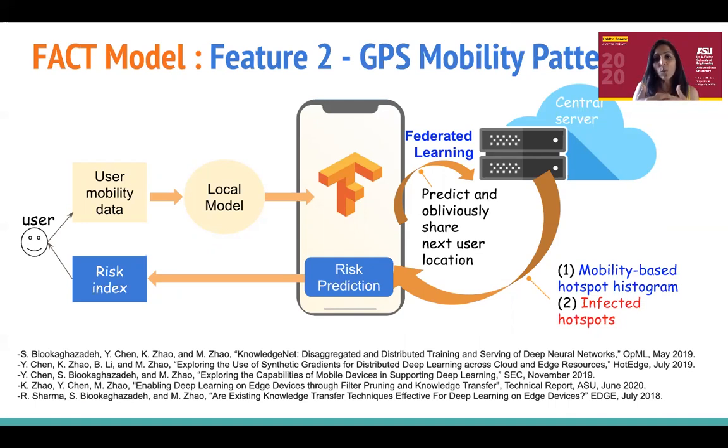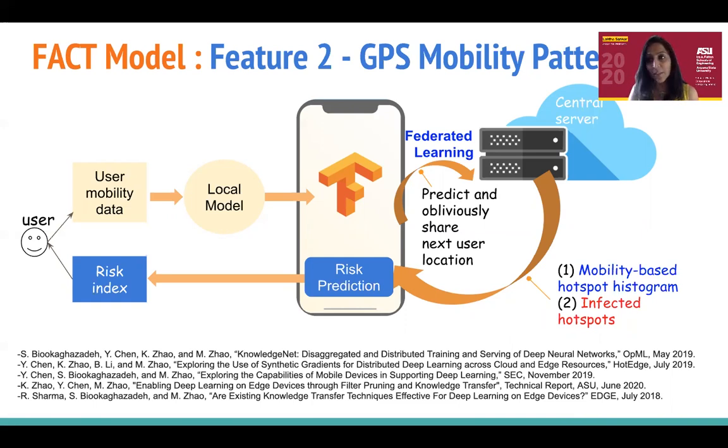So once we've learned these federated learning models for predicting a user's trace, we're going to use that prediction and obliviously share it with the central server so we can do oblivious computation of histograms for mobility, based on mobility for hotspots. The key idea here is to use both infected hotspots as well as mobility-based hotspots to come up with a risk predictor that will in turn give the user a risk index.